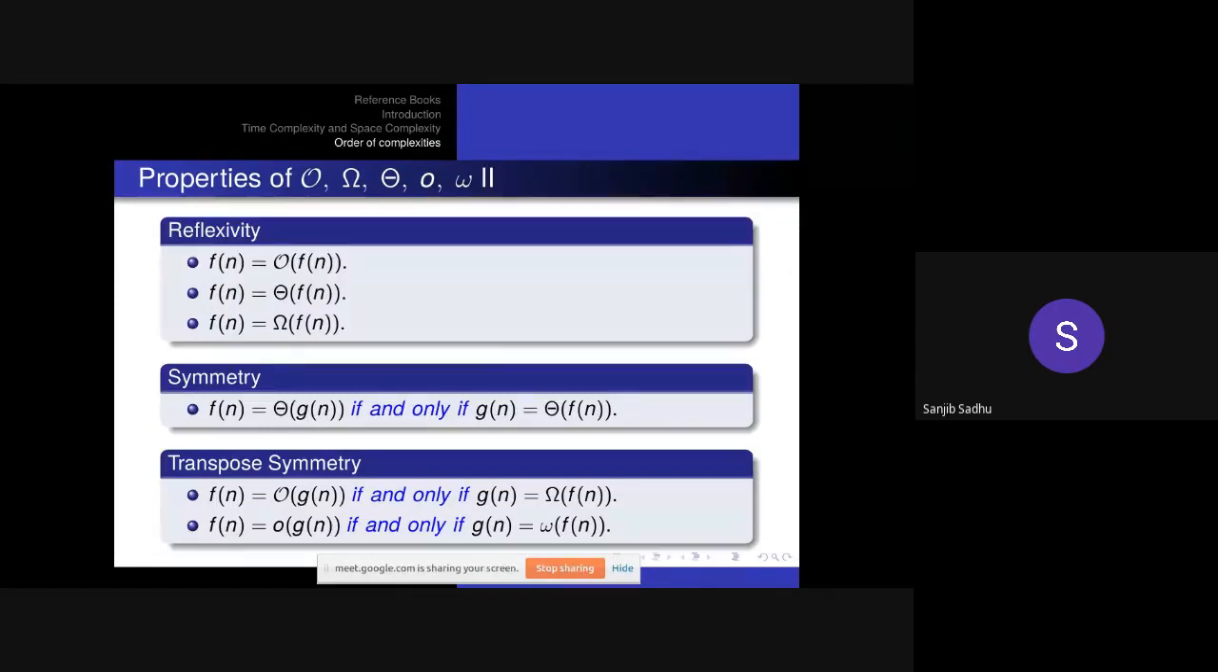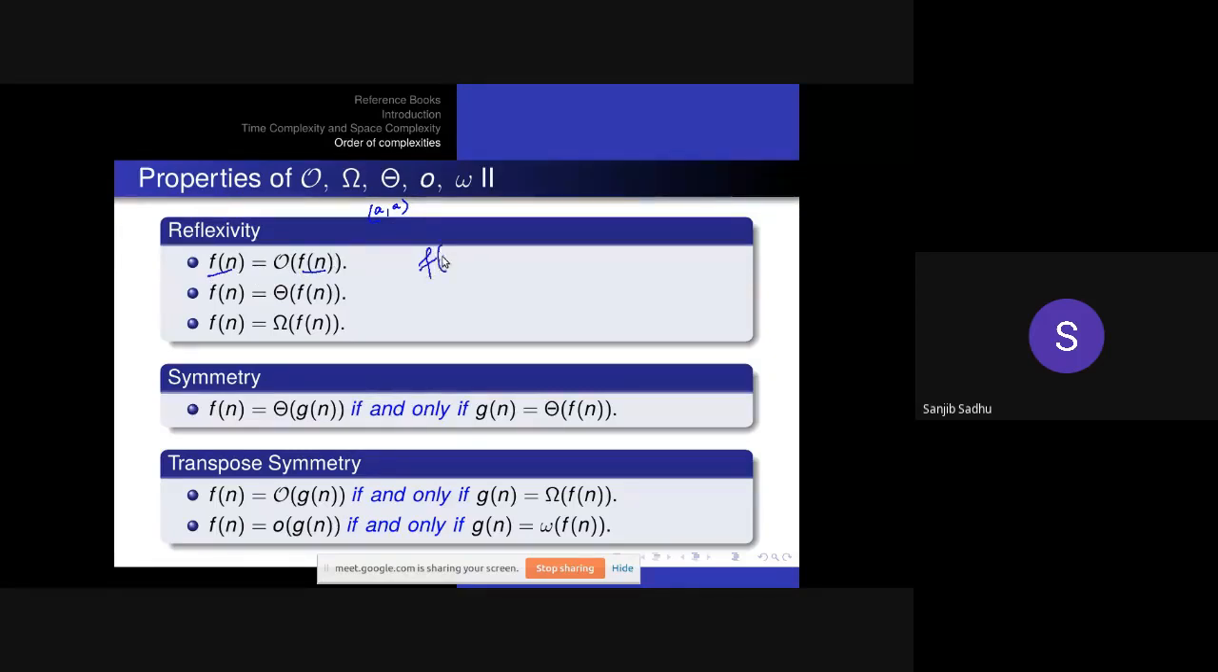Now, next, the rule of reflexivity. Reflexive means that if any element is related to itself, that is called reflexive. There are some properties of relations that you have already heard. Chana sir has told. So here you see, both f are present. Can I write Fn is big O of Fn? Yes.